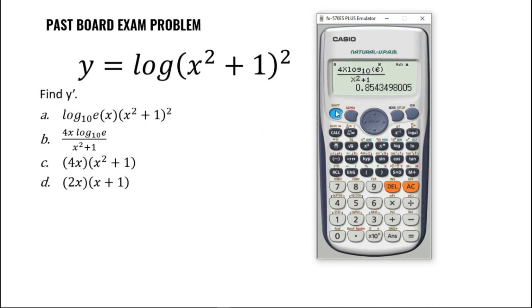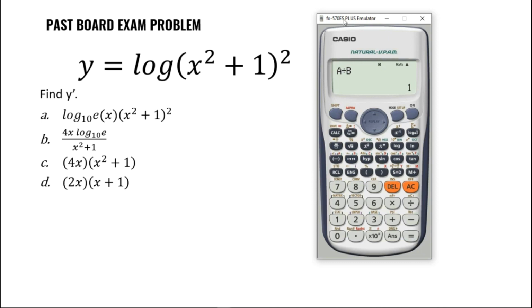So, i-check pa rin natin. So, shift, store. So, letter B. I-divide natin yung A sa B kung equal, answer siya. Kasi siya yung derivative. So, ito guys, 1 talaga to because it is equal. Therefore, letter B is the answer. So this is your y prime.